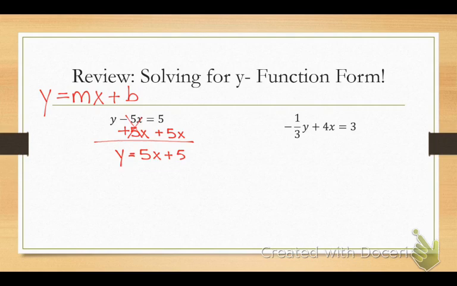Y is by itself. mx, which again, the 5 is your m, which we'll learn tomorrow, plus b, which is your number by itself. This is in function form now. Okay? All right, now let's look at this next one. The next one looks weird. Why does it look different, guys? There's a fraction connected to y, but I'm not going to worry about that first. Because remember, my rule says to move what's not connected to y first. I want you to move that 4x to the other side and rewrite your equation.